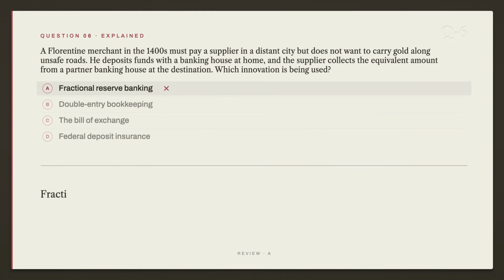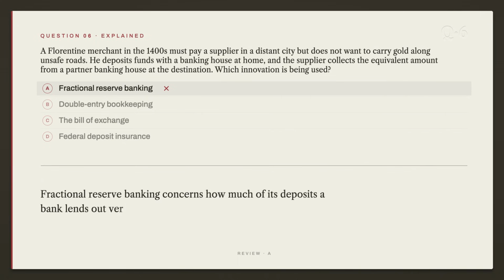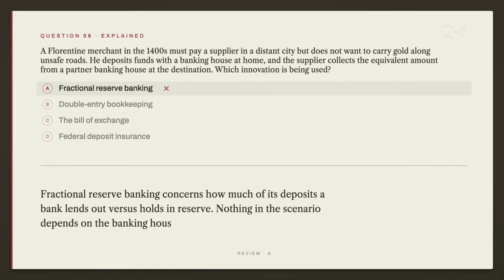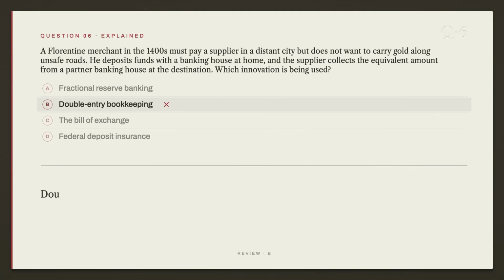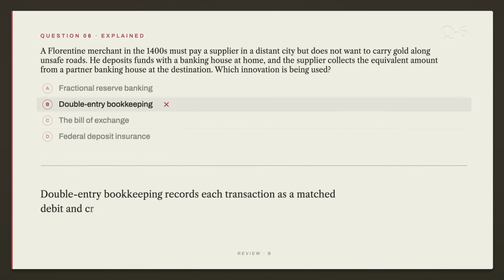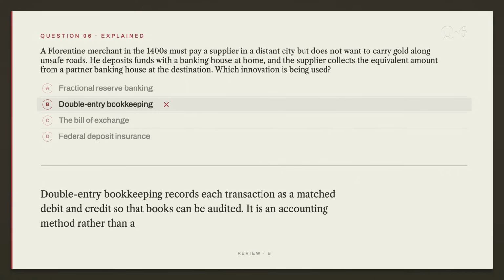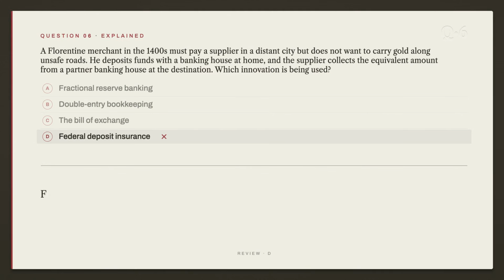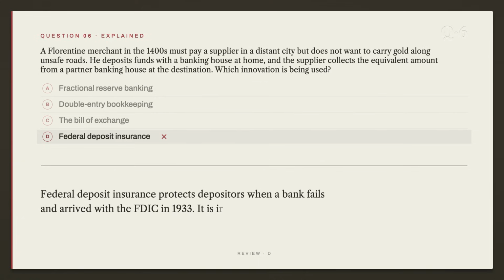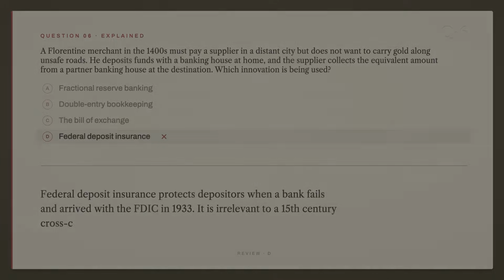A is wrong because fractional reserve banking concerns how much of its deposits a bank lends out versus holds in reserve. Nothing in the scenario depends on the banking house's reserve level. B is wrong because double entry bookkeeping records each transaction as a matched debit and credit so that books can be audited. It is an accounting method rather than a payment instrument. D is wrong because federal deposit insurance protects depositors when a bank fails and arrived with the FDIC in 1933. It is irrelevant to a 15th century cross-city payment.